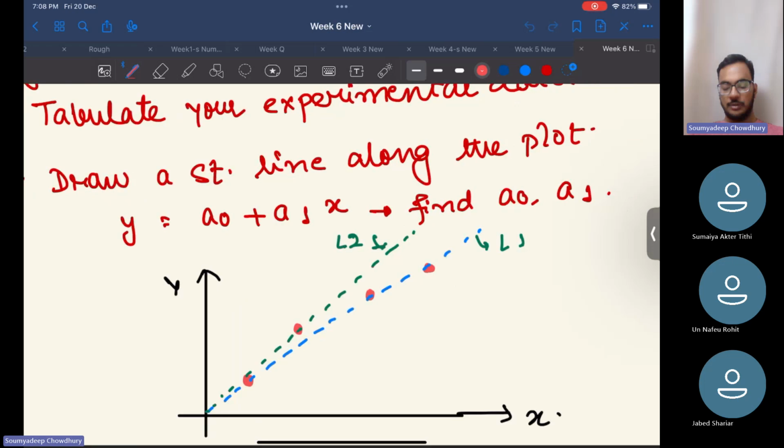So there are two straight lines which describe your plot here. One more straight line you can draw. Infinite number of lines you can draw between L1 and L2. So now you need to understand which is your line of best fit. How do you do that?